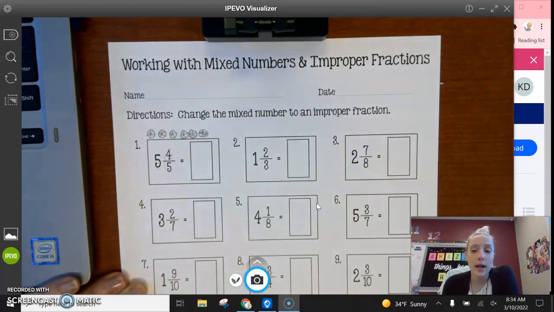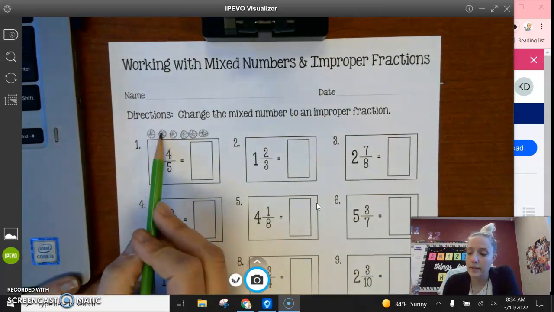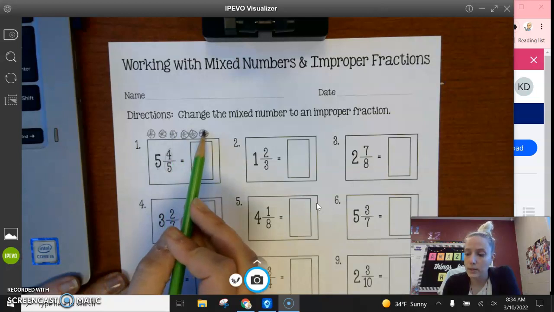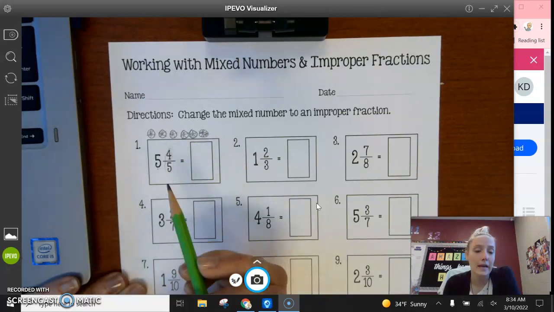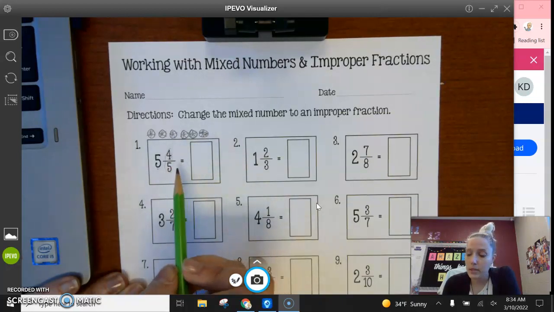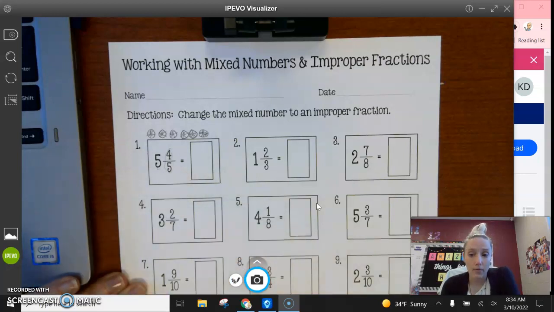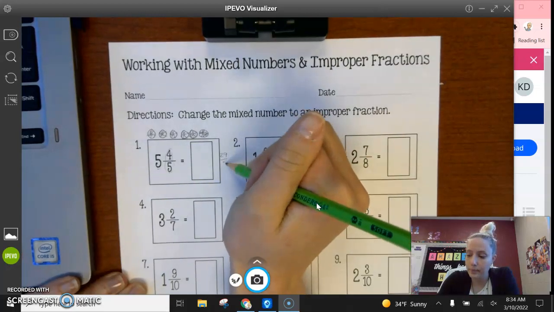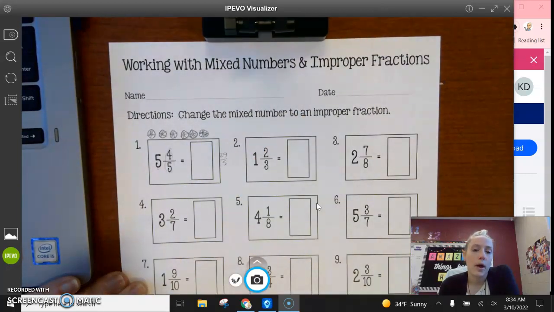Now, if I were going to count this up, I have 5, 10, 15, 20, 25, 26, 27, 28, 29 out of, my denominator stays the same, out of 5. Okay, 29 out of 5. So I'm going to write that off to the side. And you can draw these out for yourselves. If you're a visual person and you need to see it, you can draw them out.